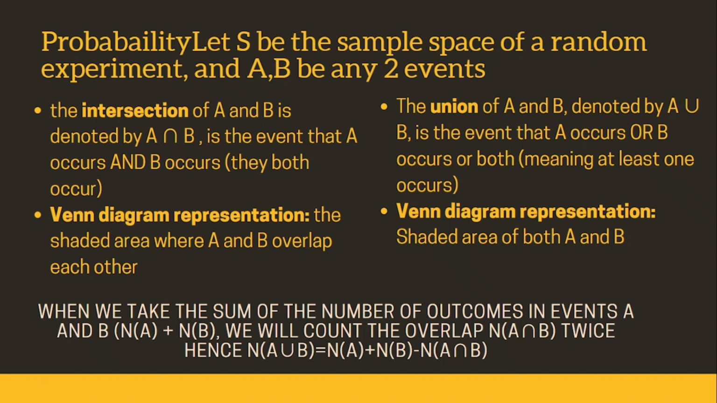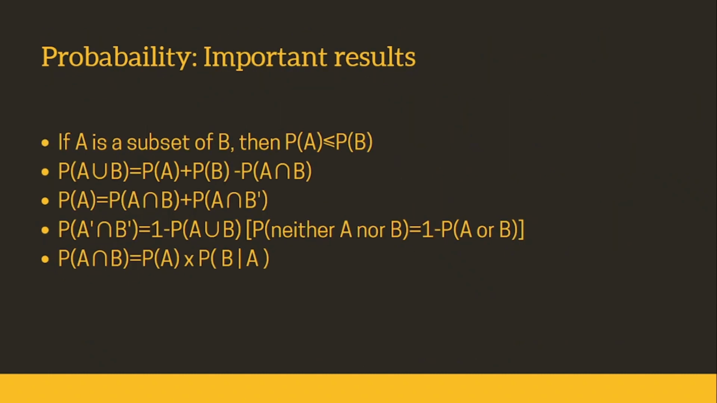are combined together. When we take the sum of the number of outcomes in events A and B, such as n(A) plus n(B), we will count the overlap twice. That's the thing. Because we take the whole A and the whole B, that intersection will be accounted for twice. So to get the union, we take the number of A and the number of B minus the number of A and B intersecting each other, then divide it of course by the total number of outcomes. So here are some important results that you can derive from a Venn diagram.